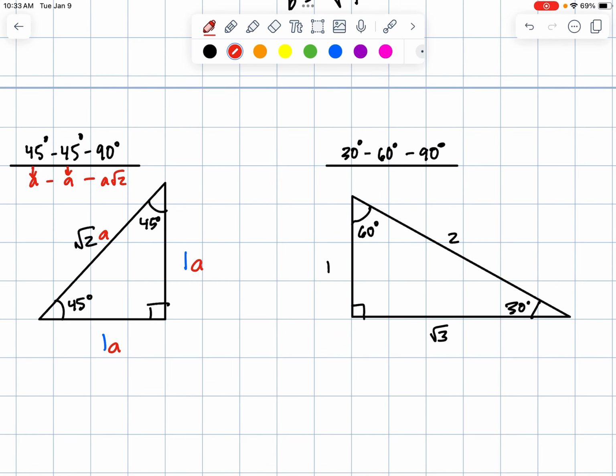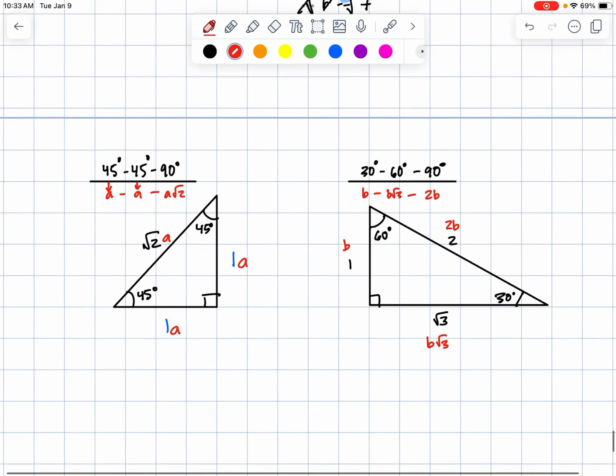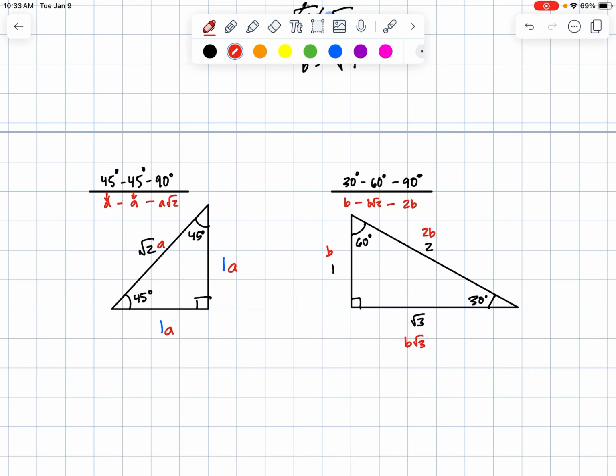30, 60, 90 is slightly different. If you call this B, because we're using a different triangle, the side opposite the 30 will be B. The hypotenuse will be the 2B side, so this is always going to be twice that length. And then this is always going to be B root 3, the 60-degree side. This is always going to be B root 3. And this is the last part to the 30, 60, 90.